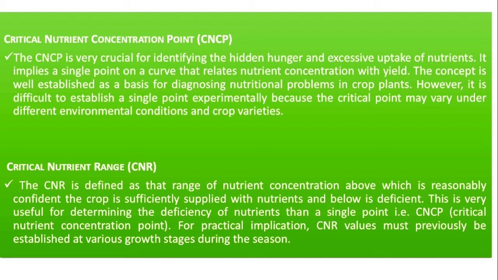Critical nutrient range. The CNR is defined as that range of nutrient concentration above which we are reasonably confident the crop is sufficiently supplied with nutrient and below which it is deficient. This is very useful for determining the deficiency of nutrients compared to a single point, that is CNCP. For practical implications, CNR values must previously be established at various growth stages during the season.